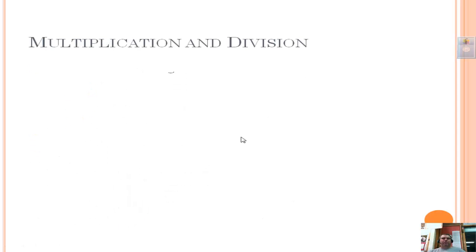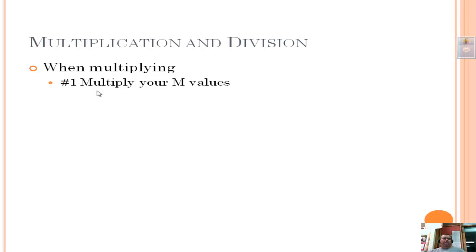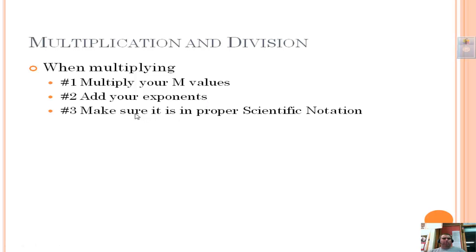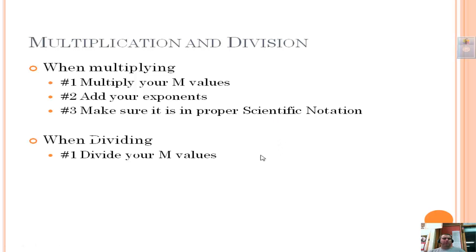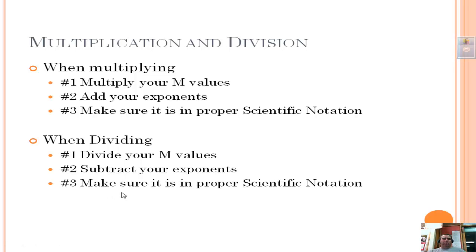Let's look at multiplication and division. When multiplying, rule number 1, we're going to multiply the m values. Number 2, you're going to add your exponents. And rule number 3, you're going to finally make sure that it is in proper scientific notation. Division. Okay, first thing you're going to do, you're going to divide your m values. Now, since division is the opposite of multiplication, if you notice up here when we multiplied, we added the exponents. Down here, we're going to actually subtract the exponents when we divide. And then finally, rule number 3, again, make sure it is in proper scientific notation.